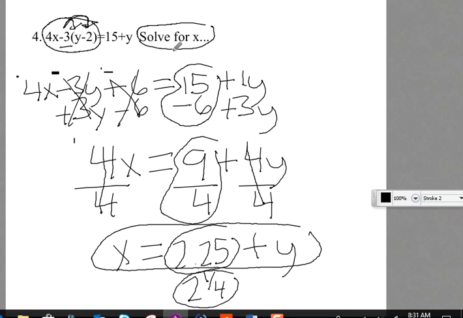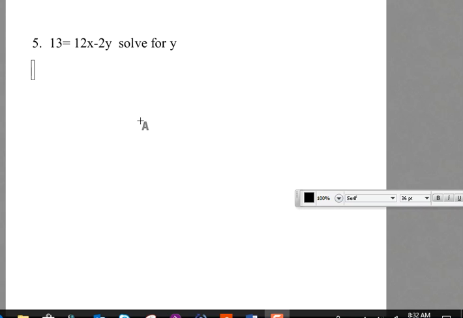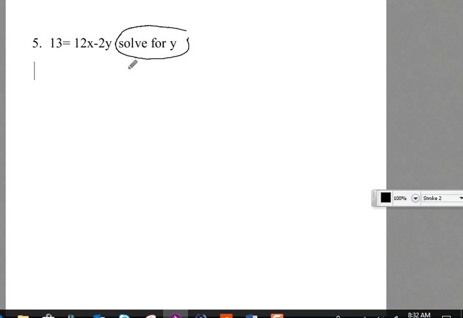Okay, let's go ahead and do one more. The last one we're going to do together, and then I'm going to have you do some of these on your own. So we're solving for the y, right? We want to get the y all by itself. Okay, so we're trying to isolate the y.